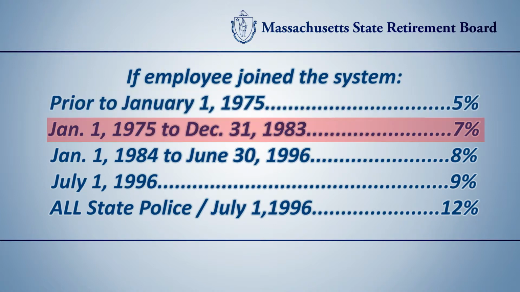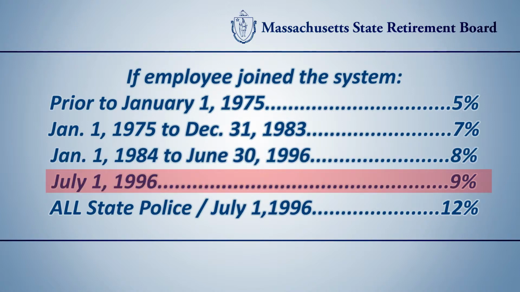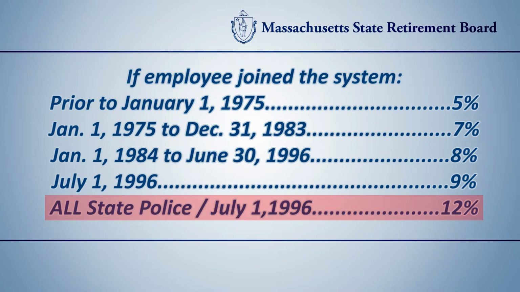For those hired between January 1st, 1975 and December 31st, 1983, their contribution rate is 7%. For those employees hired between January 1st, 1984 to June 30th, 1996, their contribution rate is 8%. For all employees hired on or after July 1st, 1996, their contribution rate is 9%. Please note that for state police officers hired on or after July 1st, 1996, their contribution rate is 12%.